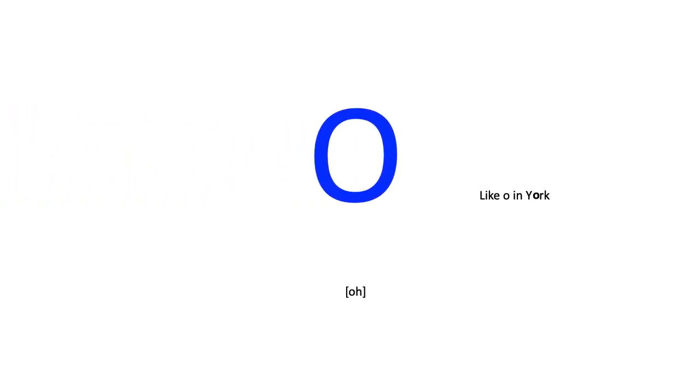O, like the O in York, but this one is probably the most exaggerated. O, like you're really surprised. O, I know it sounds a little silly, but you really need to do that if you want to pronounce Spanish correctly. And then, U, like the double O in cool, oo.